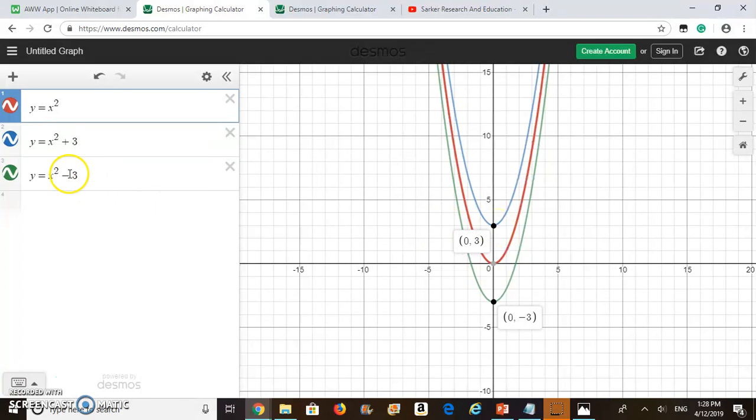Now if you are subtracting 3 here, we get the green curve. So we are getting this green parabola. And what did you do? So just 1, 2, 3.